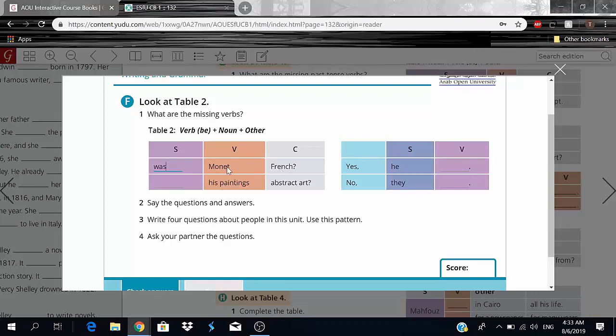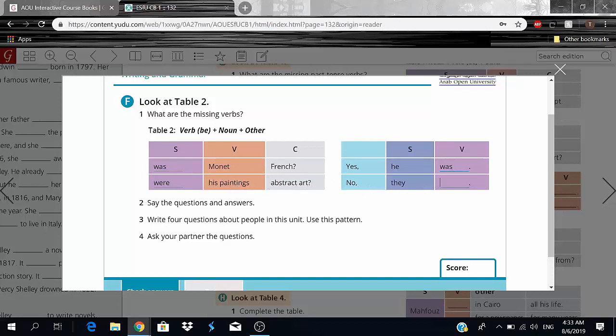I used was because Monet is one person, singular. However, his paintings, abstract art, it's also a question, so were his paintings abstract art? The reason I added were is that paintings is a plural word. Now, let's answer these questions. Was Monet French? I could answer by saying, yes, he was. He, obviously, is singular again, so was. You see how the different place for the verb doesn't really affect it? If it's a question, it's in the beginning, but it's mostly the same concept, just a different place.